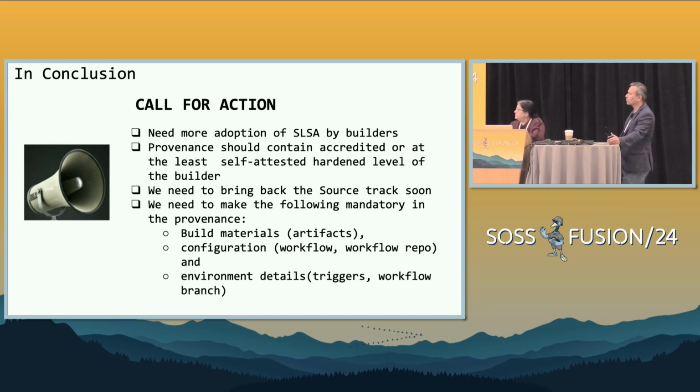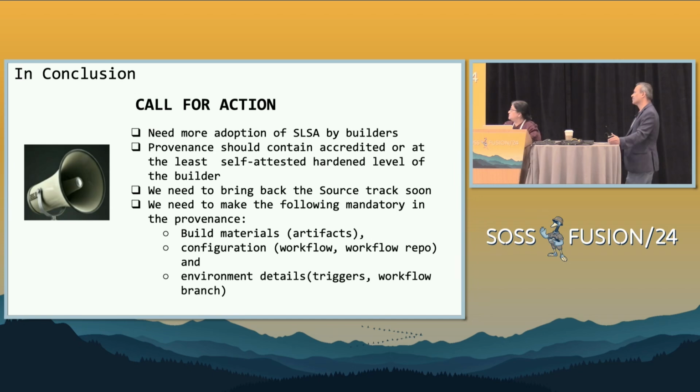So what we need is, in the future, more people adopting SLSA. If there are very few builders adopting SLSA, then it means there are very few SLSA compliant packages. In an application, if we use a few SLSA compliant packages and a few which are not, then still the application is not secure. The provenance should contain some information about the builder's hardened level. It can be accredited by a third party, or at least a self-attested hardened level of the builder should be present in the provenance for us to have some guarantee that the build process happened properly.